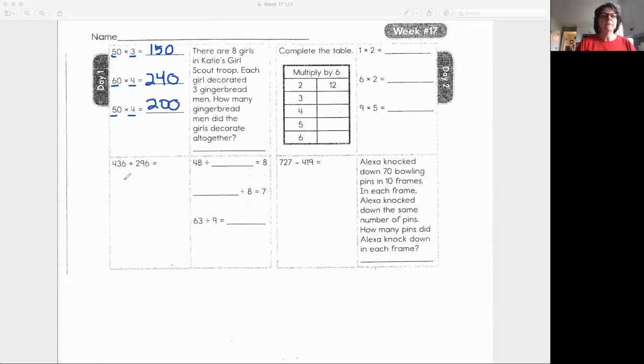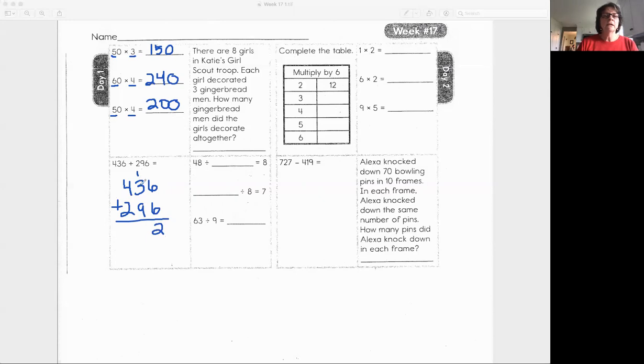Okay, the next problem is just a simple 3-digit plus 3-digit addition problem. I'm going to write it into an algorithm because it's a little bit easier to solve that way. So make sure when you write it, you line your places up. The ones should be under the ones, tens underneath the tens, and hundreds underneath the hundreds. I'll add the ones first. So 6 plus 6 ones is 12 ones, which makes 2 ones here, and then there's a 10 that I'm going to regroup into the tens place.